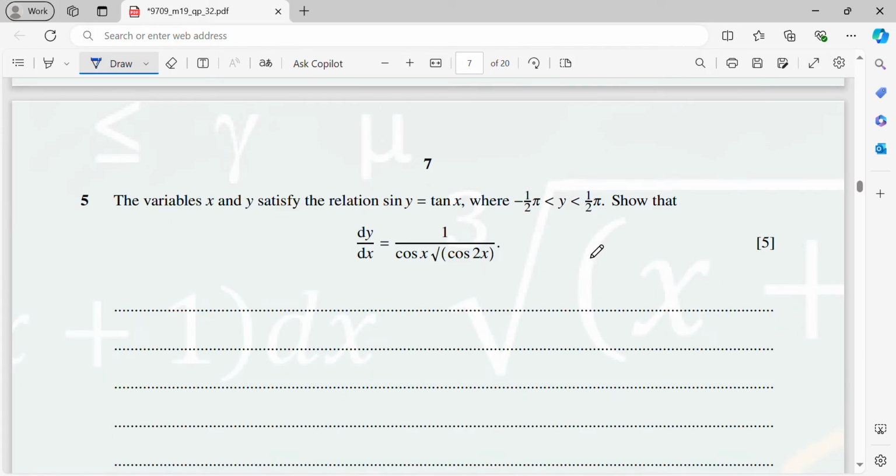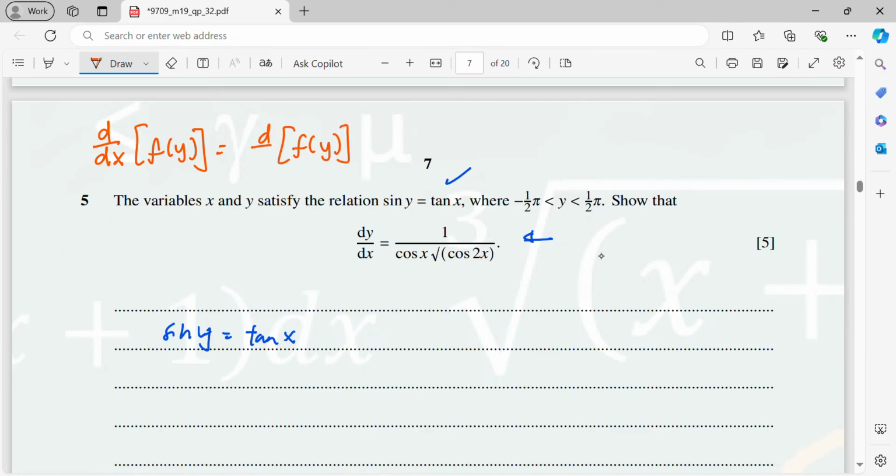For question number 5, given the variables sin y equals tangent x, where y is defined from minus half pi to half pi, show this dy dx. Now, sin y equals tangent x. We need to get dy dx from sin y, which means we need to apply the chain rule. So differentiate a function of y with respect to x: differentiate the function of y with respect to y, then you times by dy over dx.